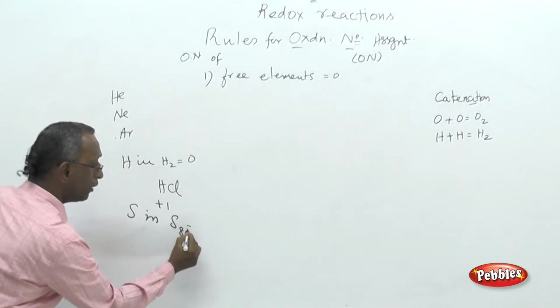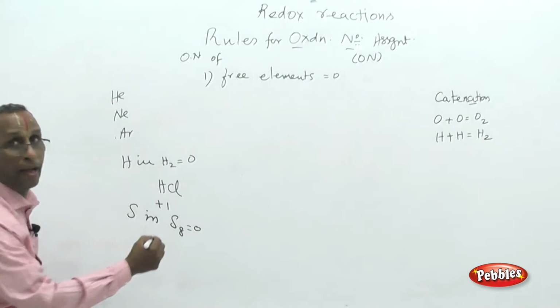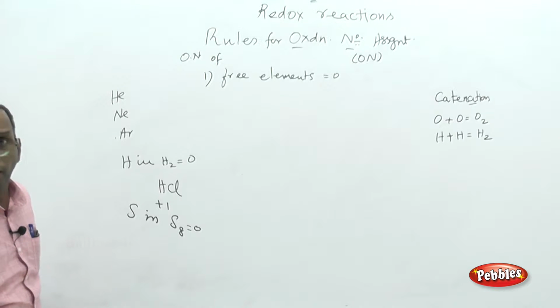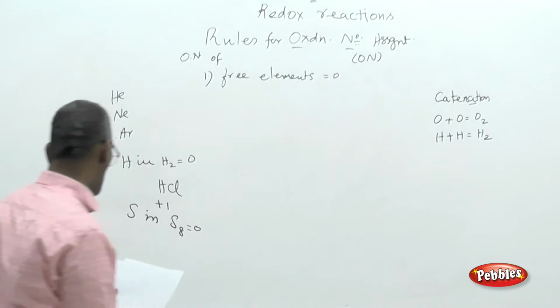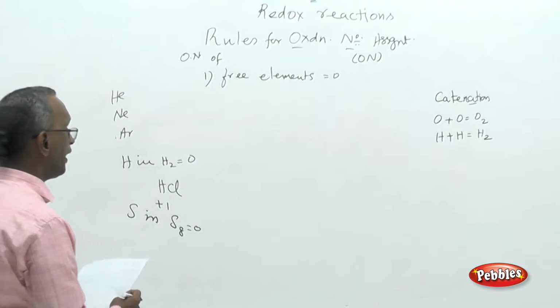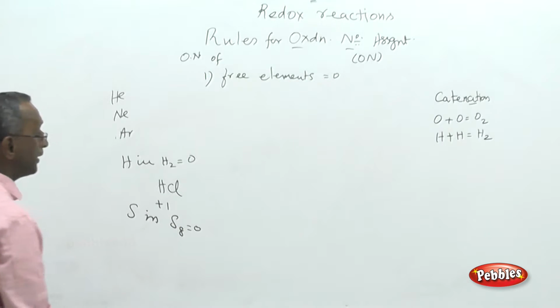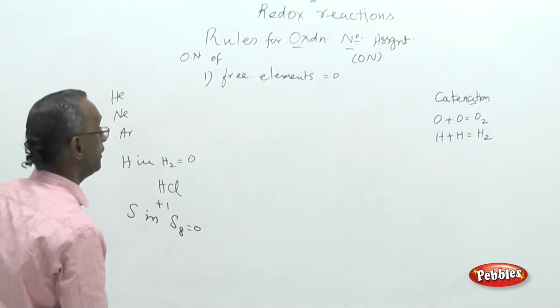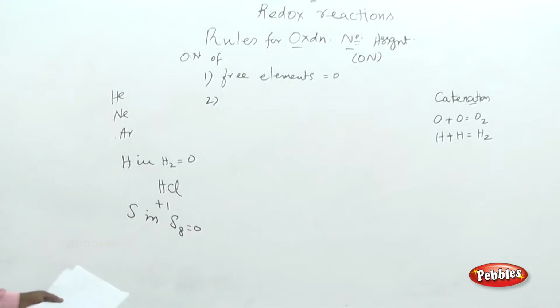Here also the oxidation state of sulfur is 0, because if you put 8x equal to 0, you get x equal to 0. So the oxidation number of free elements, or elements in catenated species, is taken as 0. That is the first rule to be followed.